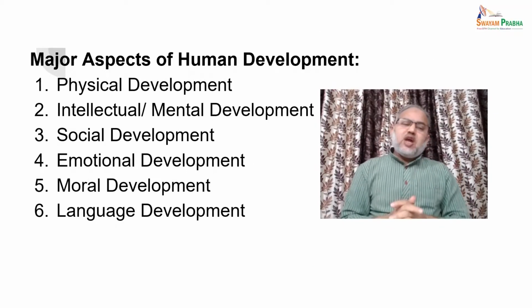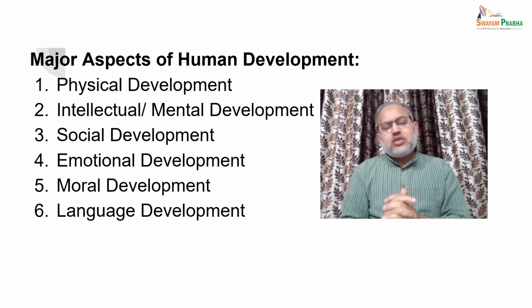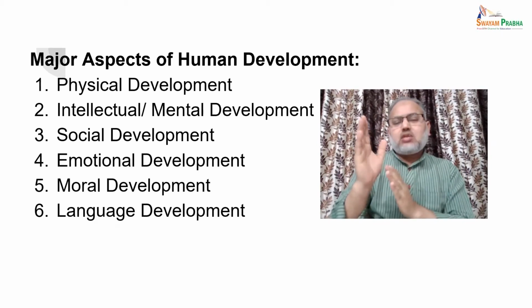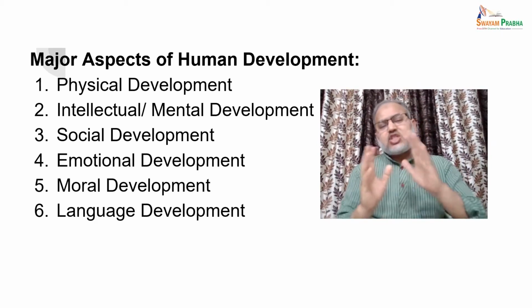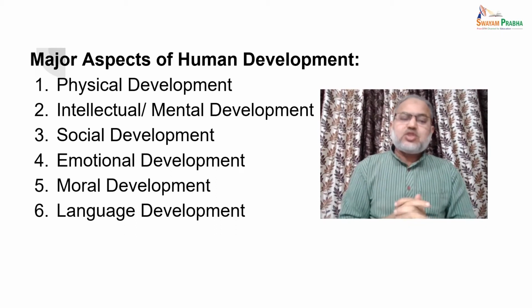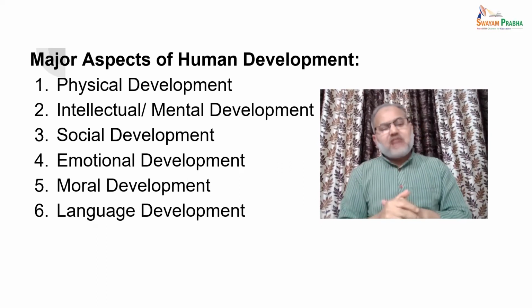Now, friends, come to the various aspects of development. Here we are going to talk about 6 major aspects which are part of our curriculum, part of our discussion. These 6 aspects are physical development, intellectual or mental development, social development, emotional development, moral development, and language development.